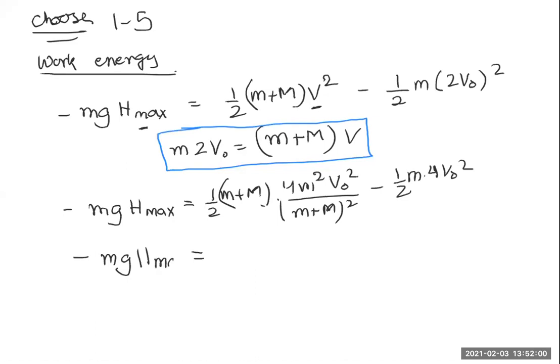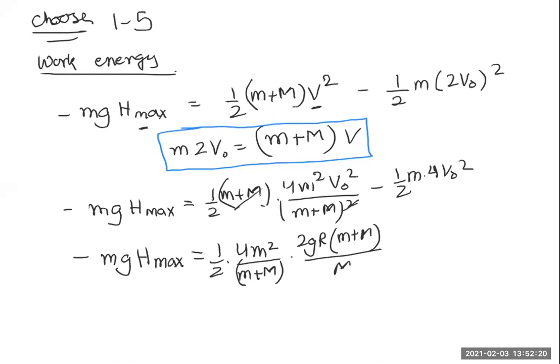mgh max is equal to, M plus m cancel हो गया यहाँ से, तो half into 4m square upon (m + M) into v naught square, which we already know is 2gr (m + M) upon capital M, minus half into 4m into 2gr into (m + M) upon capital M.